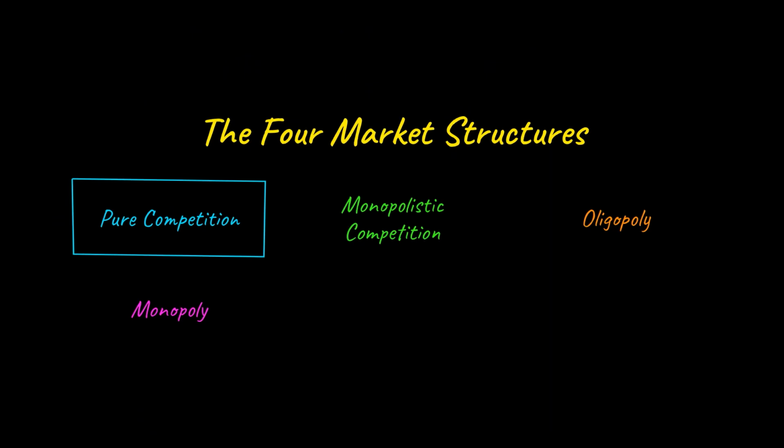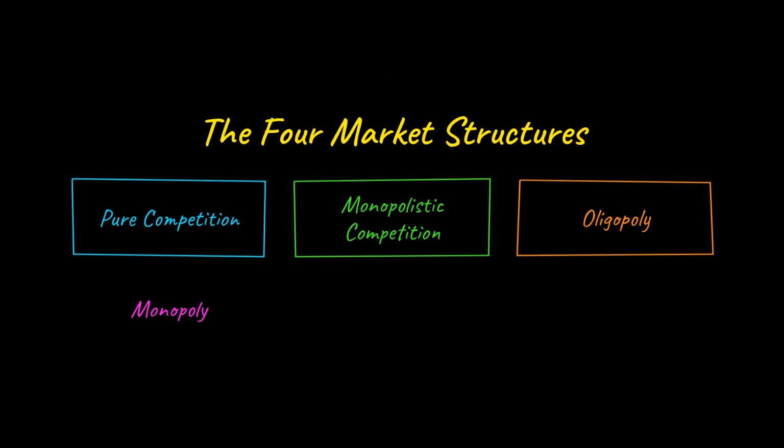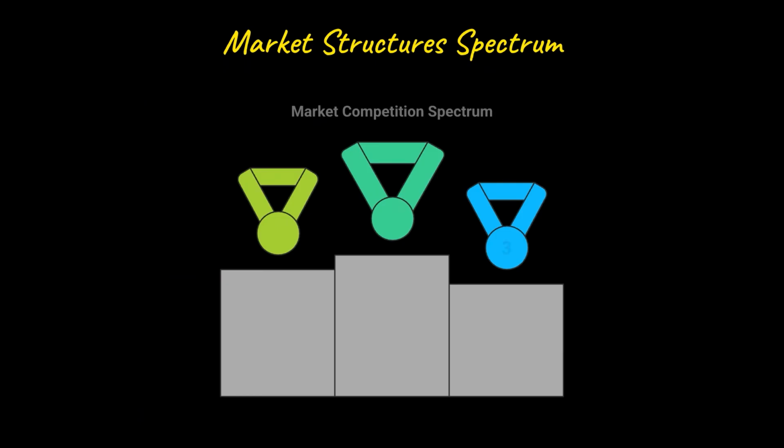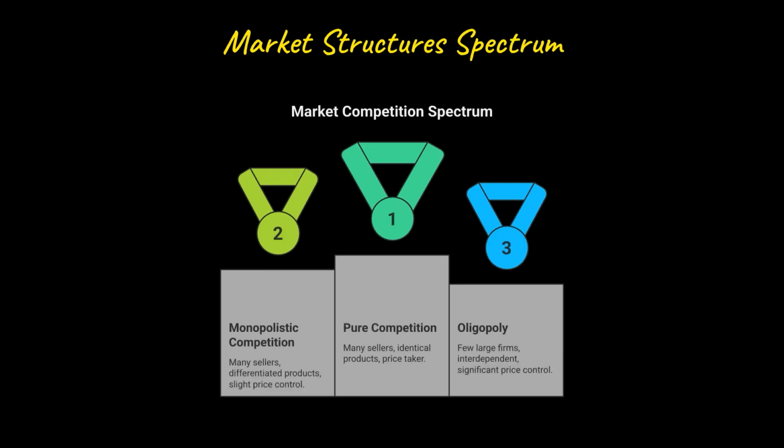At one end, pure competition features many sellers with identical products and no price control. Monopolistic competition keeps many sellers but adds differentiation. Oligopoly narrows the field to a few dominant, interdependent firms. Monopoly places a single seller with no close substitute at the far end. The key structural difference between oligopoly and monopolistic competition is interdependence.